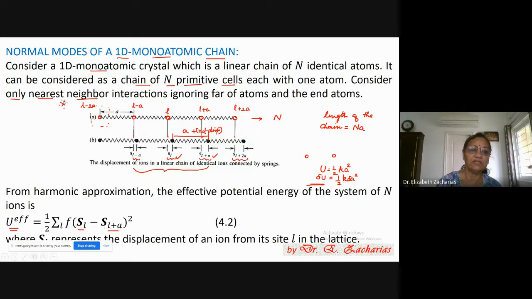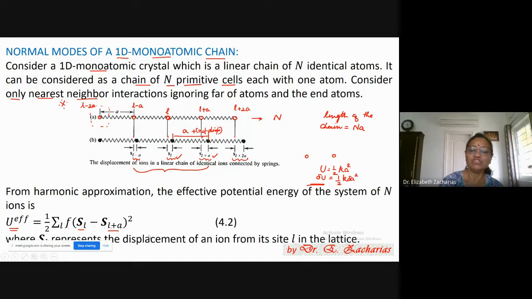The distance between them is a, but we are not going to talk about interaction between an atom and a distant atom. We are only going to consider the nearest atom interaction. And we've seen that because of thermal effects, these atoms are in a state of vibration. So we consider S of L as the displacement of the atom sitting at the lattice L. Similarly, S of L plus a, S of L minus a.